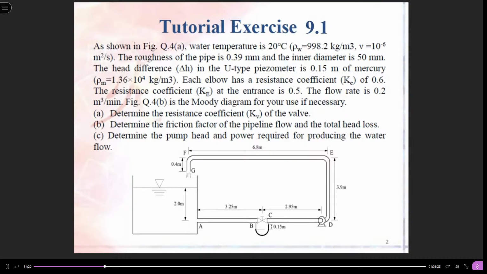Sorry? For this tutorial, how many questions do we have? 3? 2 questions. For this. This exercise has 3 questions. This tutorial has 2 exercises.